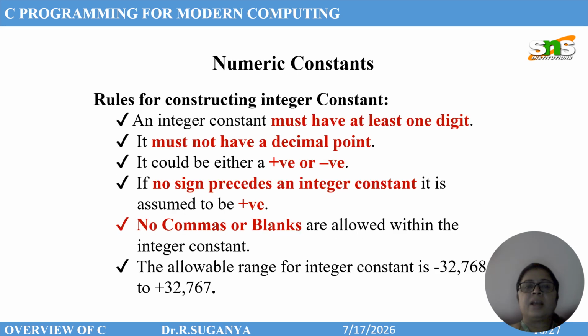And next is numeric constants. The rules for constructing the integer constant: an integer constant must have at least one digit. It must not have a decimal point. It could be either positive or negative, and if no sign precedes, an integer constant is assumed to be positive. And no commas or blanks are allowed within the integer constants. The allowable range for an integer constant is minus 32,768 to plus 32,767.